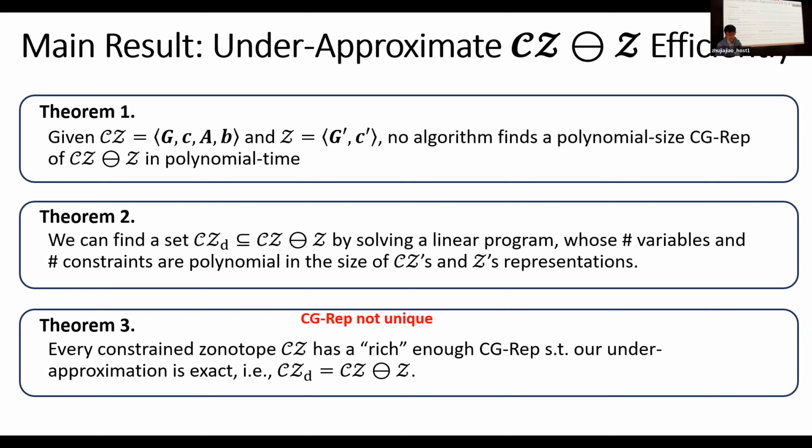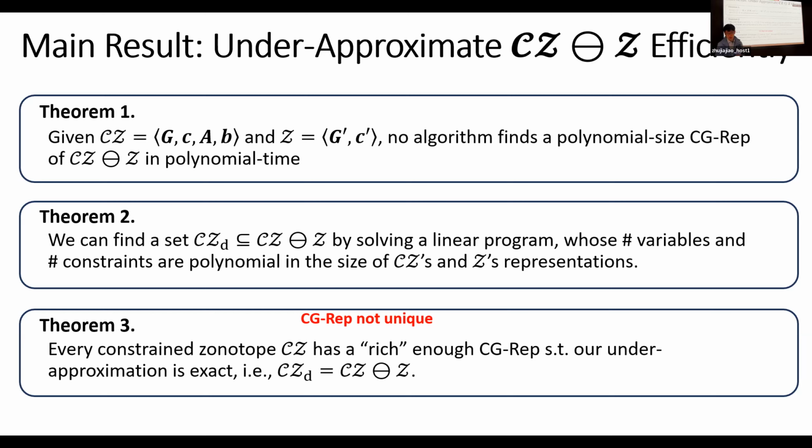Finally, we also analyze how conservative this inner approximation is. So we can show that for every minuend, you can find a rich enough CG-rep for it, so that if you use this CG-rep in your computation, then our inner approximation is actually exact.